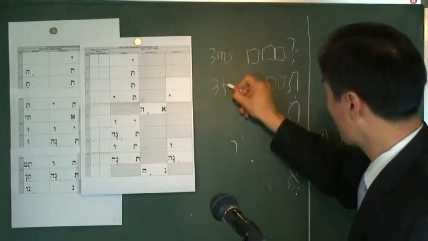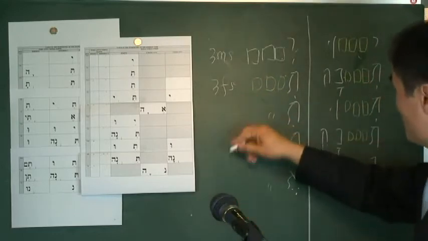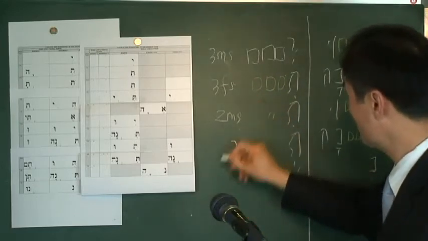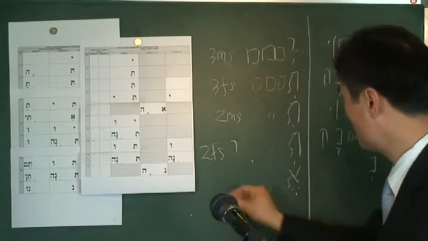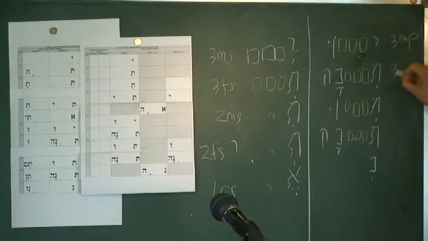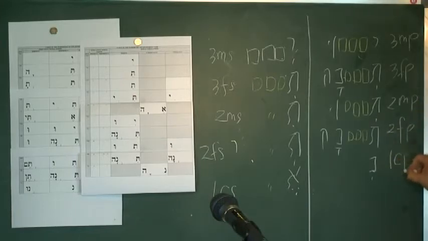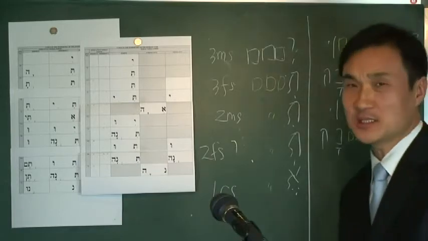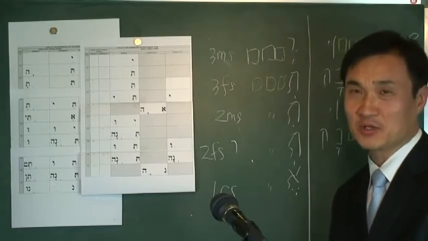The forms with the person, gender, and number would be the third person masculine singular, the third person feminine singular, the second person masculine singular, the second person feminine singular, the first person common singular, the third person masculine plural, the third person feminine plural, the second person masculine plural, the second person feminine plural, and the first person common plural.